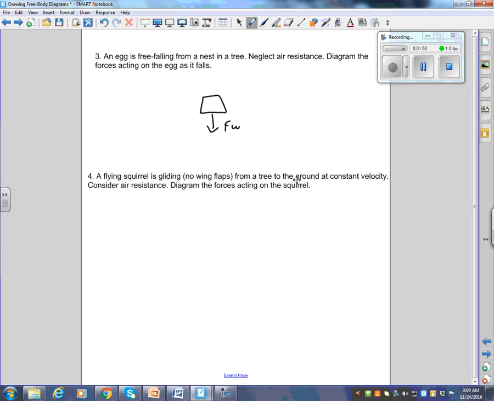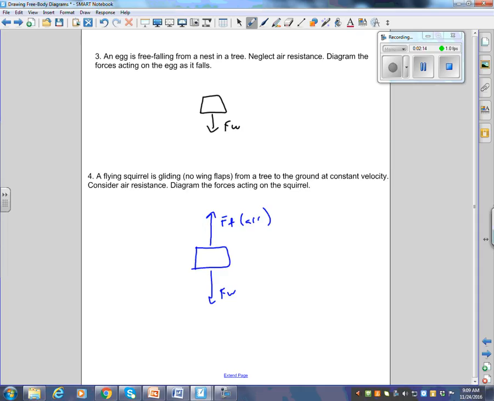A flying squirrel is gliding, no wing flaps, from the tree to the ground at a constant velocity. Consider air resistance. Diagram the forces acting on the squirrel. FW seems to be a trend. And no, there's not an FN. It's a friction force, an air resistance force. And because it's at a constant velocity, that means that they should be equal.